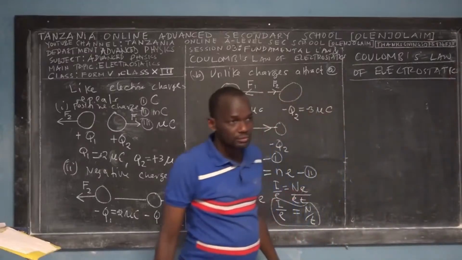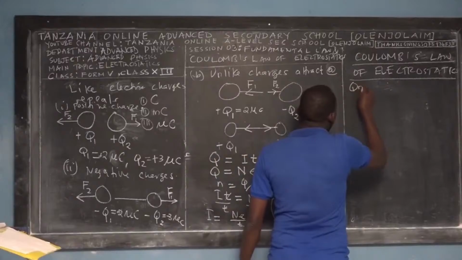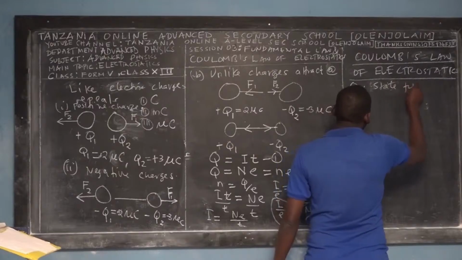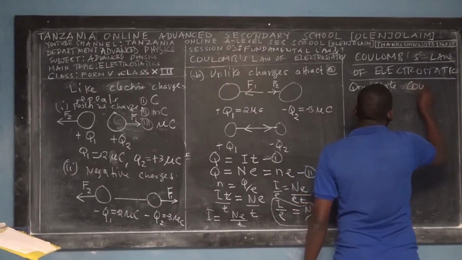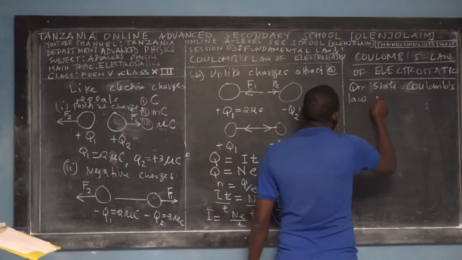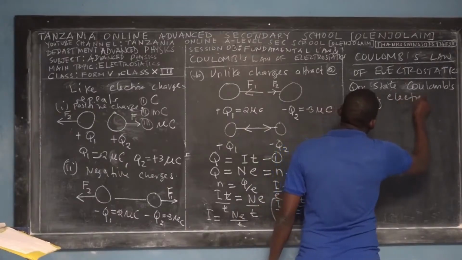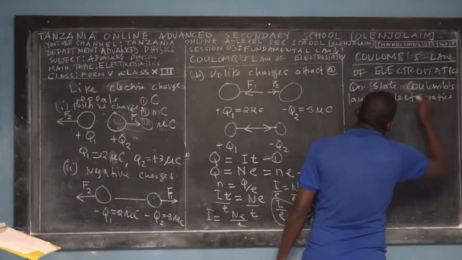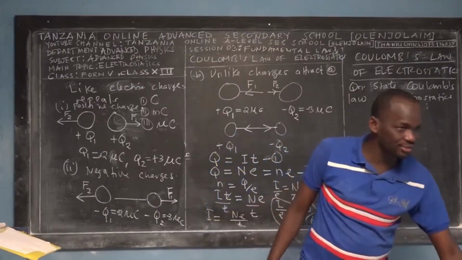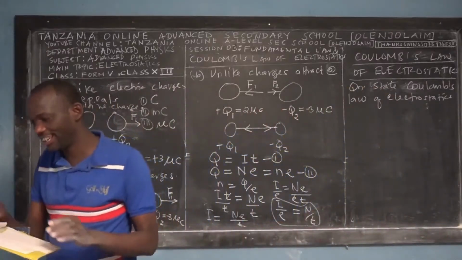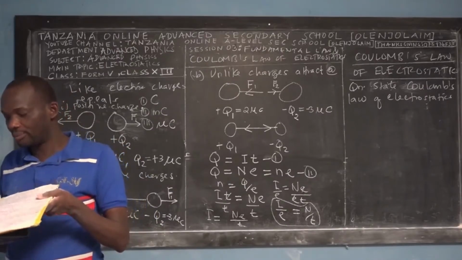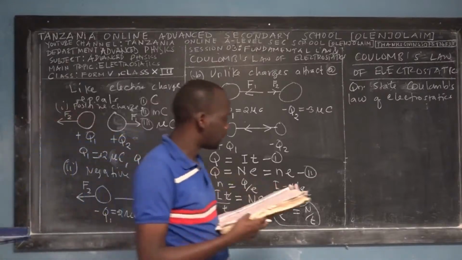The fundamental question here that we have to ask ourselves as physicists is: state Coulomb's law of electrostatics. I have three styles of stating Coulomb's law because it's a very important law in electrostatics, more than you think. So let me state it and then I'll explain it mathematically.